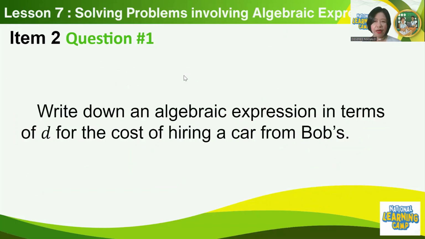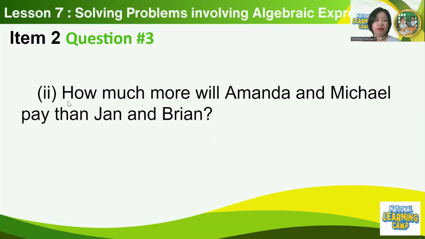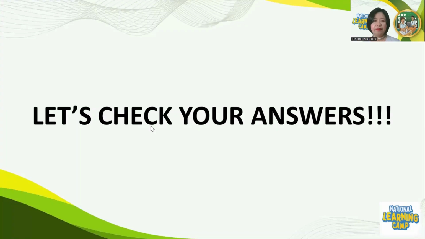Item 2, question 1. You can pause again the video to answer each question. Write down an algebraic expression in terms of D for the cost of hiring a car from Bob's. 2. Write down an algebraic expression in terms of D for the cost of hiring a van from Bob's. 3. What is the total amount John and Brian will be charged if John hires a car for 3 days, Brian hires a van for 5 days, and they do not take extra insurance? 4. How much more will Amanda and Michael pay than John and Brian?